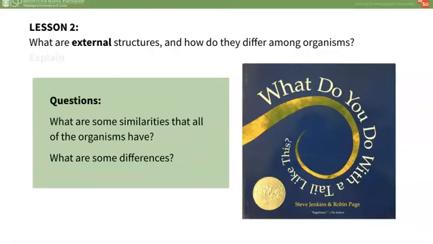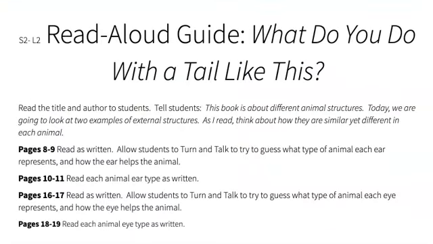Next, read the book, What Do You Do with a Tail Like This? to the class. Be sure to check the read aloud guide ahead of time because you will only read the pages about eyes and ears. The rest of the structures can be used in a later lesson.